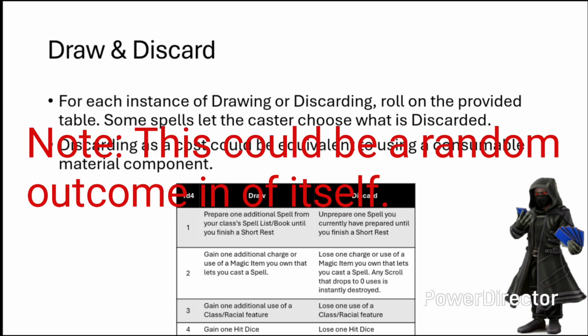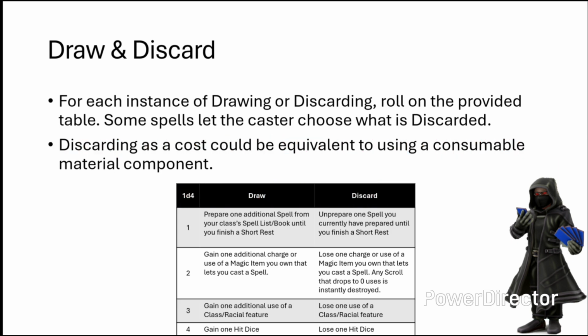Not a big deal. Next, gain one charge or use of a magic item you own that lets you cast a spell. Subsequently, discarding a card could cause you to lose one charge or use of a magic item you own that lets you cast a spell. Any scroll that drops to 0 uses is instantly destroyed. We talked about this little spell scroll change in the spell points video. I do recommend checking that out if you haven't already.